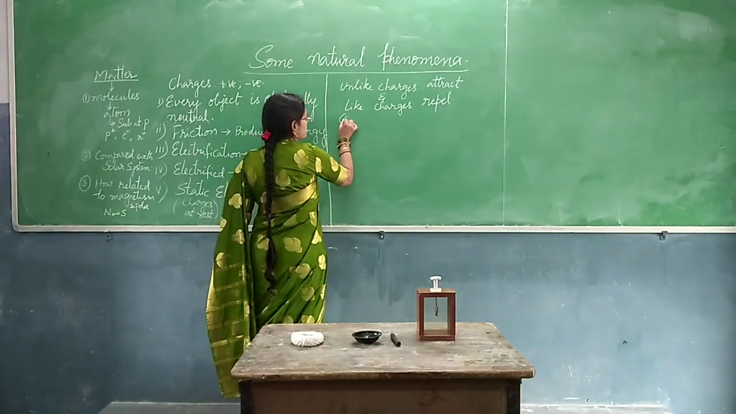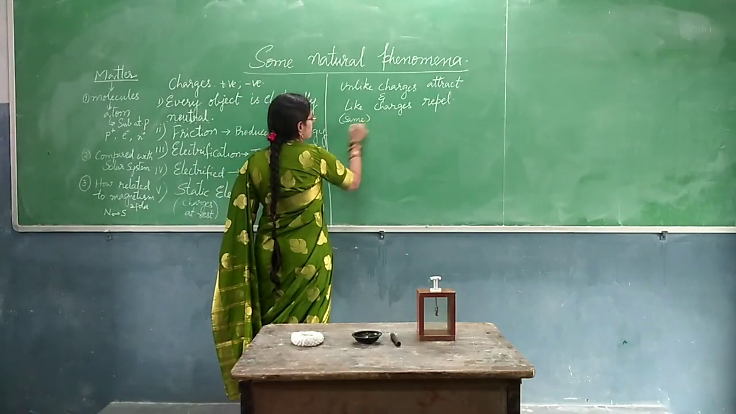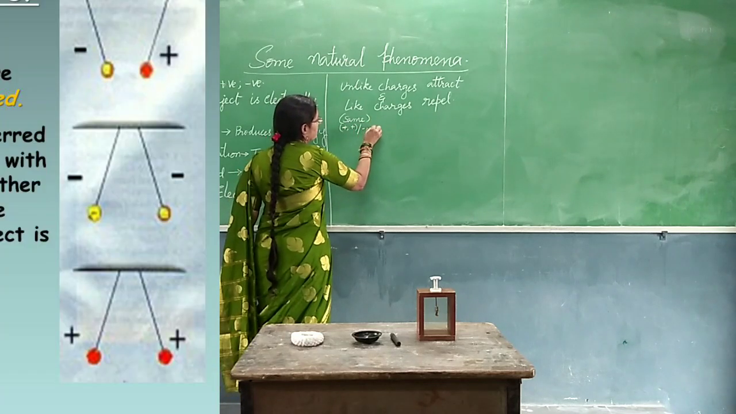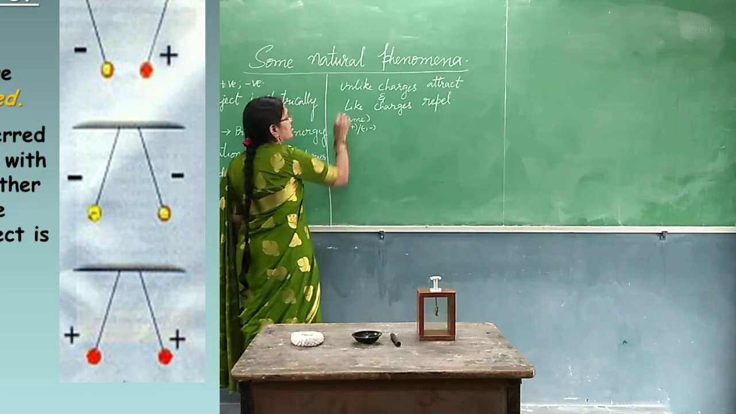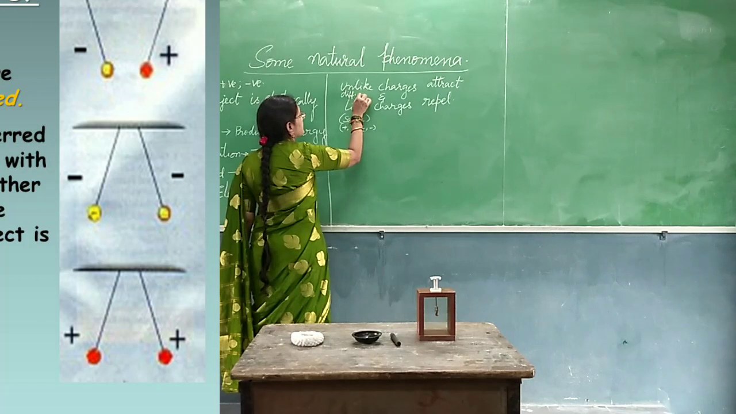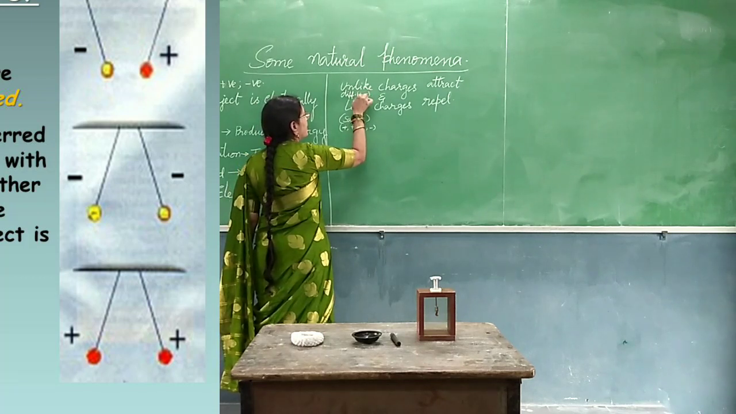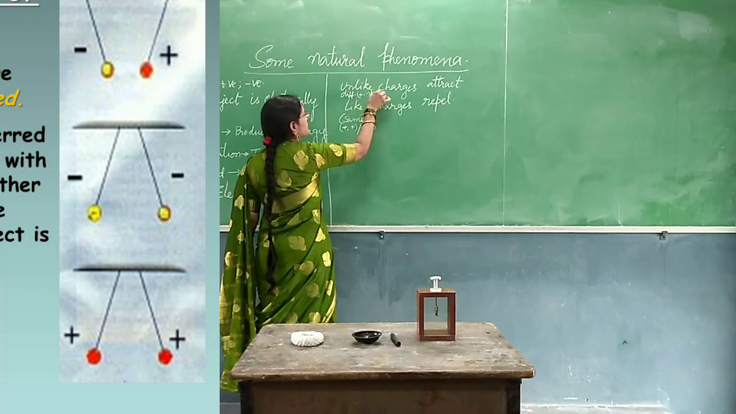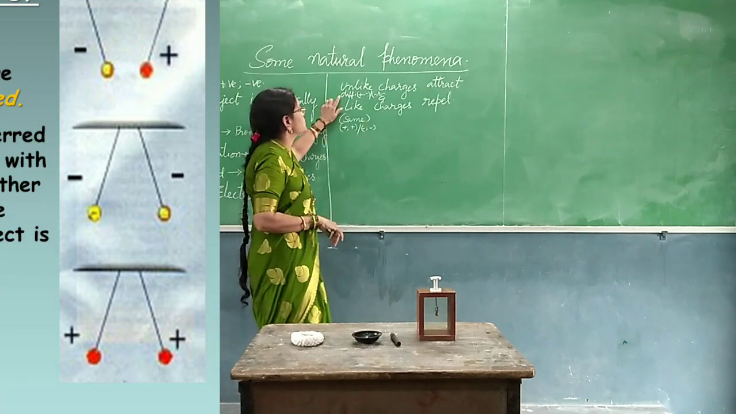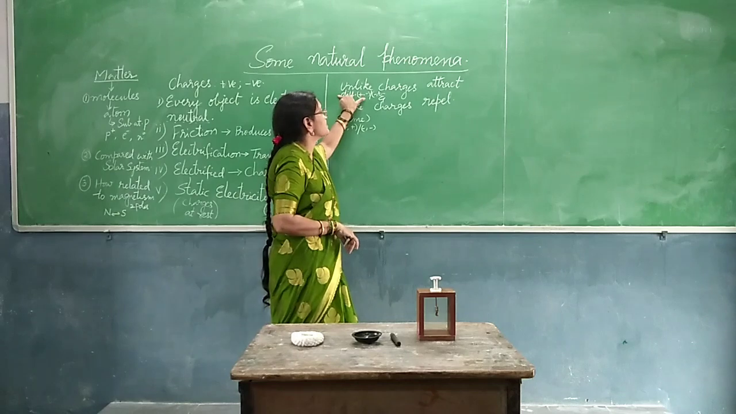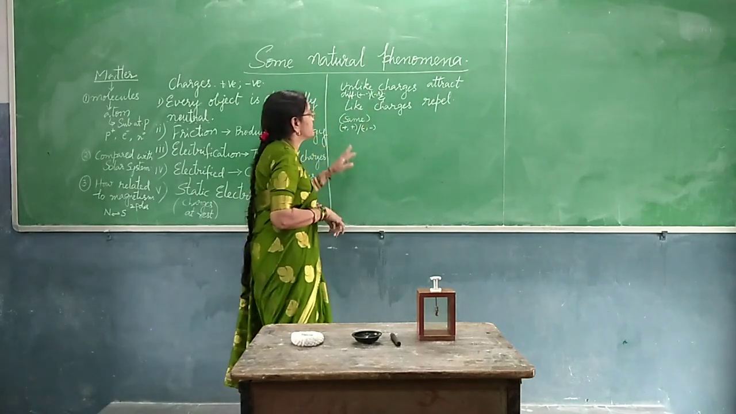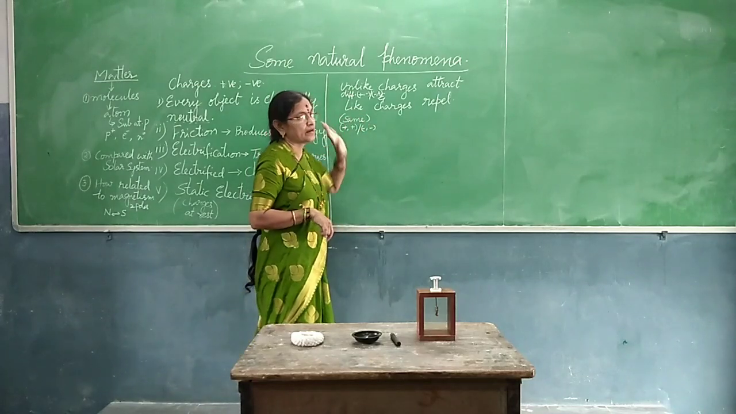Like charges means the same kind of charges, that is positive, positive or negative, negative. These will repel each other. Unlike charges are different charges, that is positive, negative or negative, positive. These will attract, vice versa. These are called unlike charges, opposite charges. Opposite charges will attract each other, whereas like charges repel.